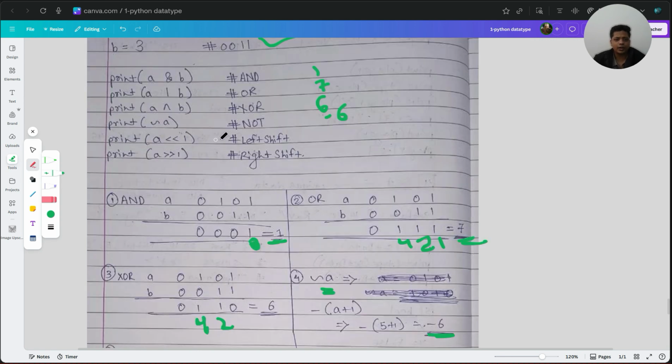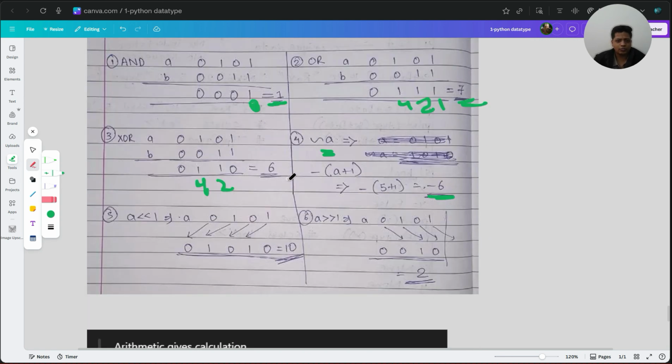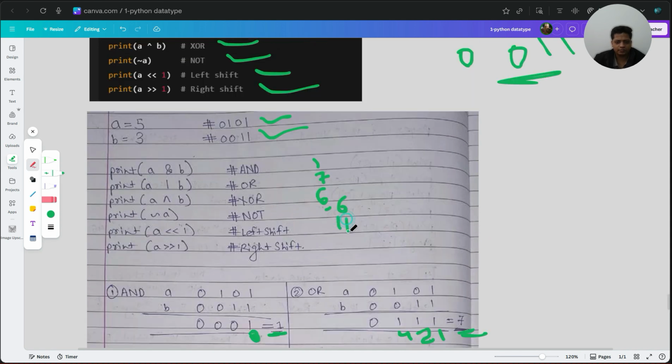So print A left shift by 1. Left shift and right shift is a very simple concept you need to know. Here A is 0101. Left shift means we move all the values toward the left by one place. So this 1 moves one place to the left, this 0 moves one place to the left, and so on, and a 0 is written in the empty place. Now we find the value: this is 1, 2, 4, 8. So 8 plus 2 is 10. 10 is the output in this case.